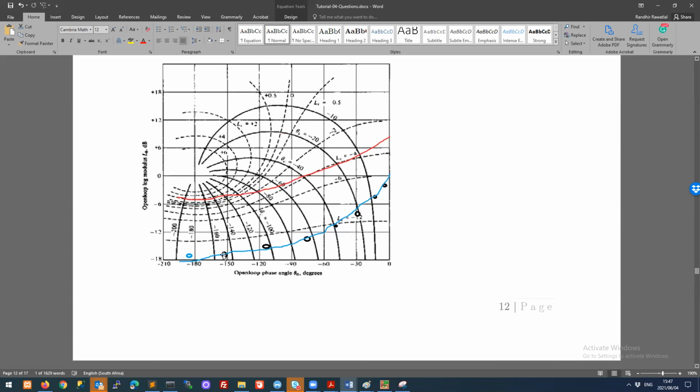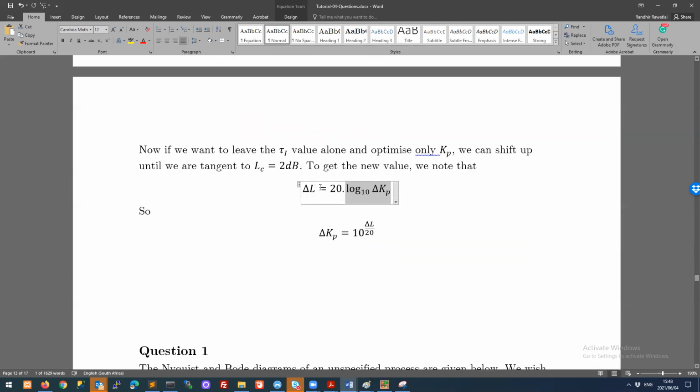So if we look here, we can see we are tangent to +2, maybe around here. It goes from, let's say, a -4, and then down here, that's maybe a -16. So -4 minus -16 is a +12. So our blue line has shifted up by 12. So we can say our delta L is 12.